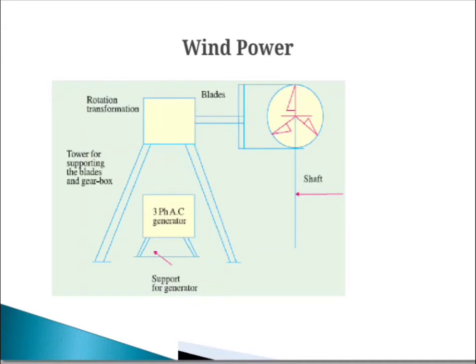Next one is the power converter. It is an electrical device that stabilizes the alternating output voltage transferred to the grid.